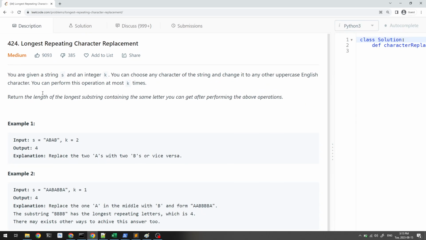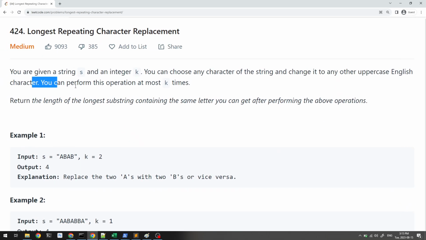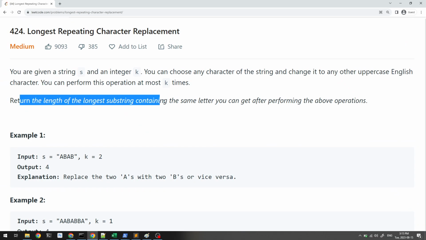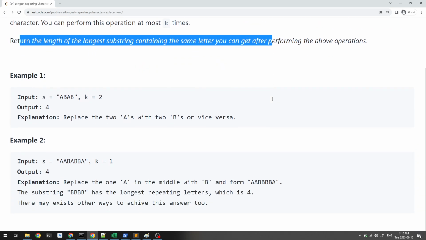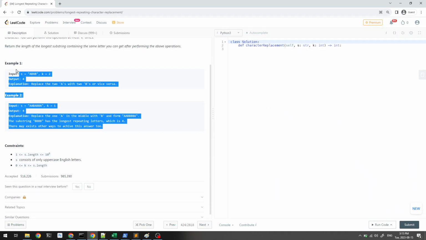In this question, you're given a string s and an integer k. You can choose any character of the string and change it to any other uppercase English character. You can perform this operation at most k times. We want to return the length of the longest substring containing the same letter you can get after performing the above operations. Okay, so let's see what this question is saying here.